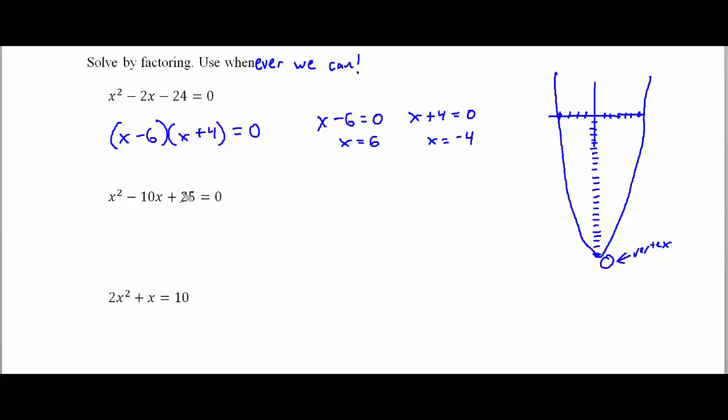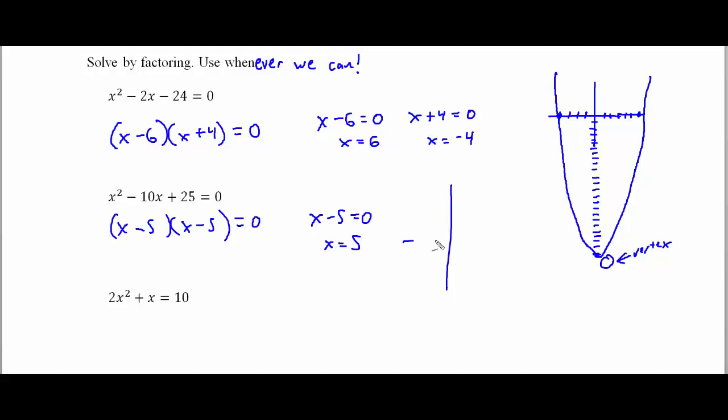This is a perfect example right here because we have 2 numbers that multiply to make 25 and add to make negative 10. Those numbers would be minus 5 and minus 5. If I set one or both of these equal to 0, you would get the same answer: x is equal to 5.